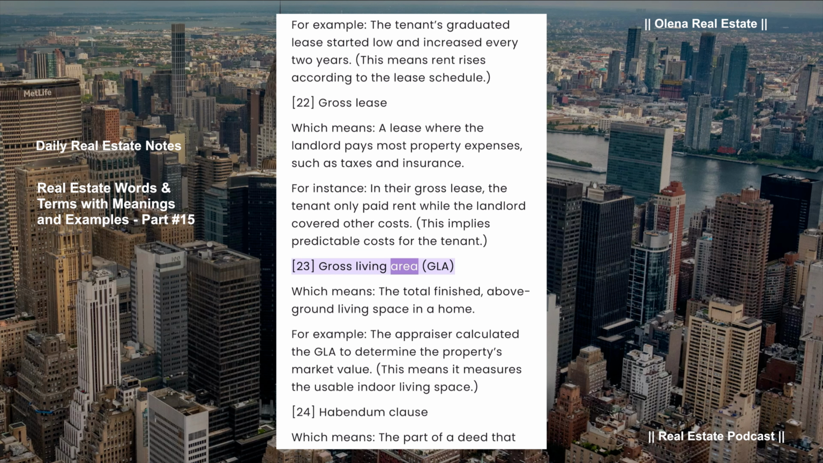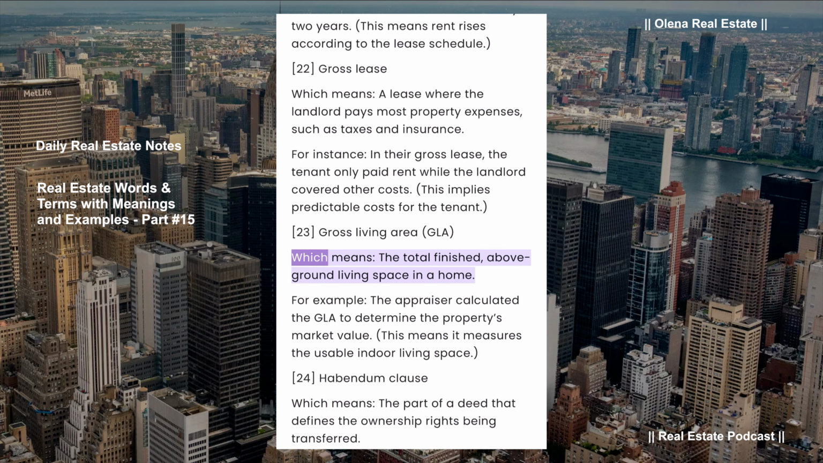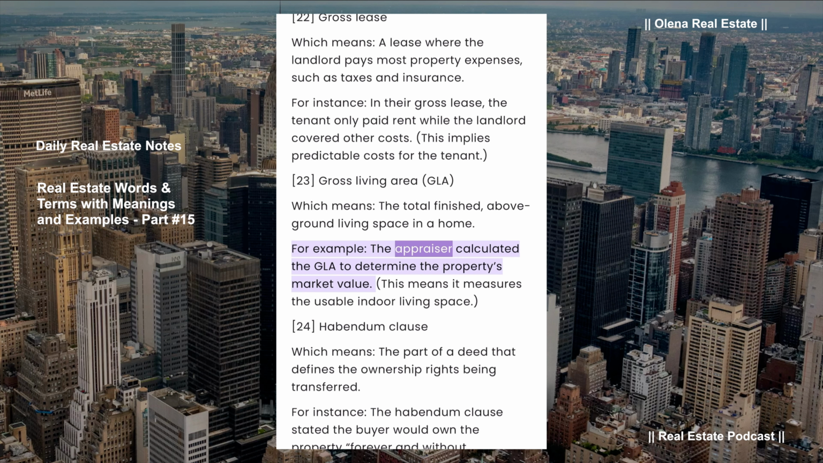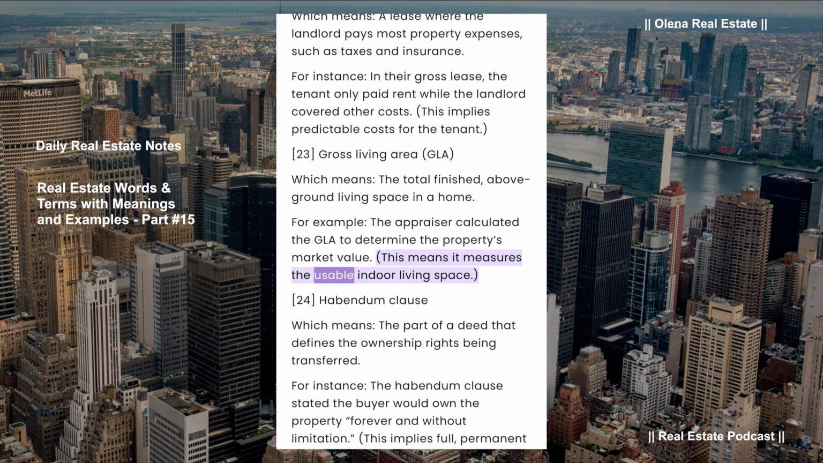Gross living area, GLA, which means the total finished, above-ground living space in a home. For example, the appraiser calculated the GLA to determine the property's market value. This means it measures the usable indoor living space.